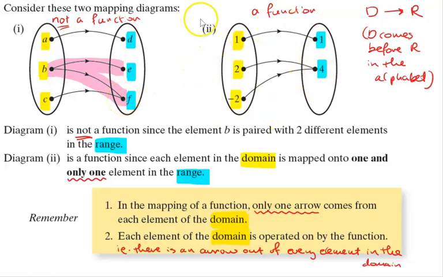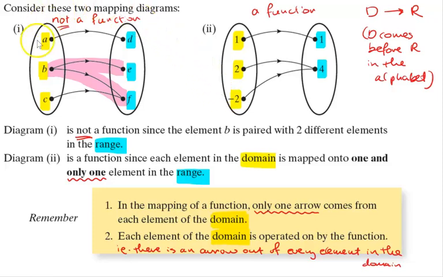Our next mapping diagram, we have 1 maps to 1, 2 maps to 4, and -2 maps to 4. This is an example of a function because every element, so of all the yellow highlighted numbers, 1, 2, and -2, every element of the domain only has one arrow leaving it.